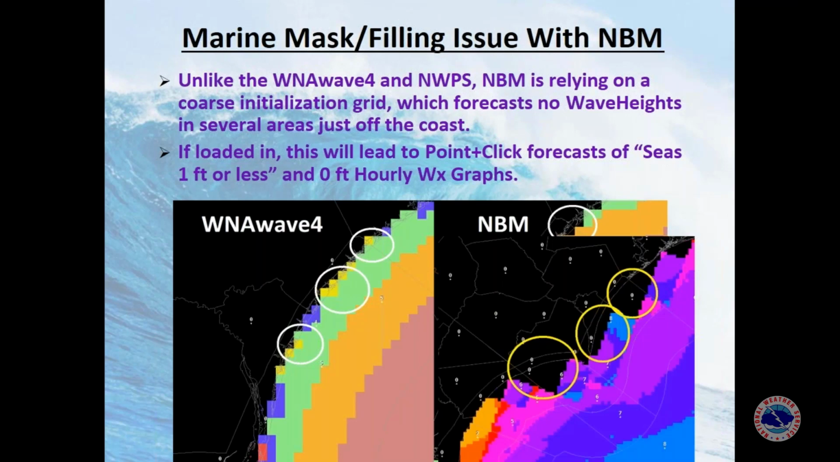And this is another example of the NBM in the extended. This is a more extreme example where you actually have almost half the zone with 0 foot wave heights, which would obviously be major issues for a point-and-click marine forecast, but even a CWF, because it'd be averaging in all those zeros to skew your average really down. So just be careful with using this data.